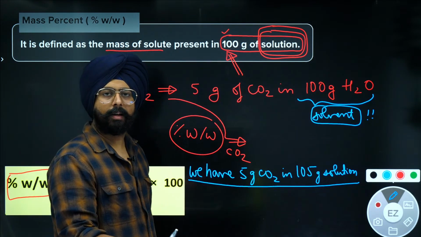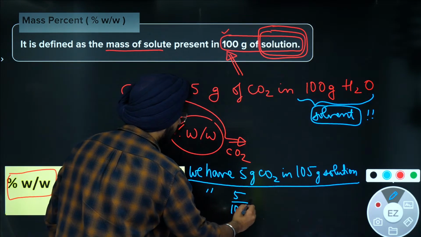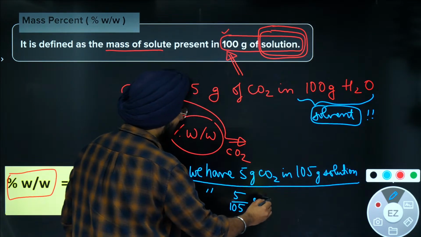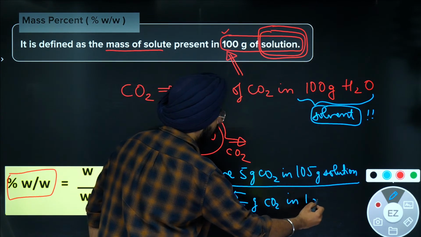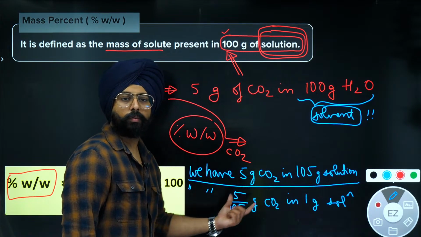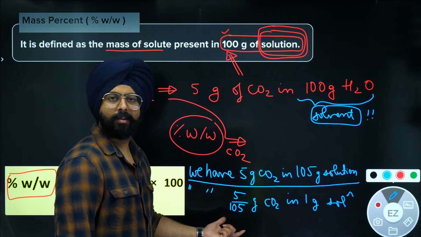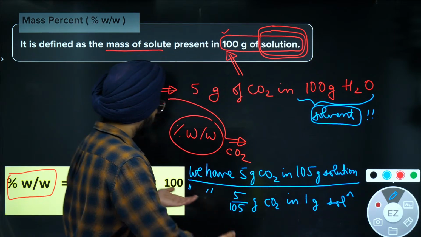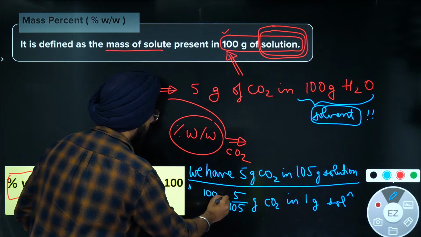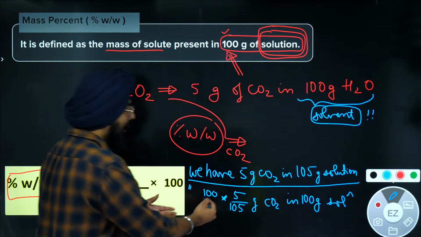We'll use our basic mathematics unitary method. So I can say that we have 5 by 105 grams of CO2 in 1 gram of solution. Divide the entire statement by 105, left side and right side. So we have 5 by 105 grams of CO2 in 1 gram of solution. So multiply both sides by 100, and multiply this entire thing by 100. Here also it becomes 100 grams. Now we have this.